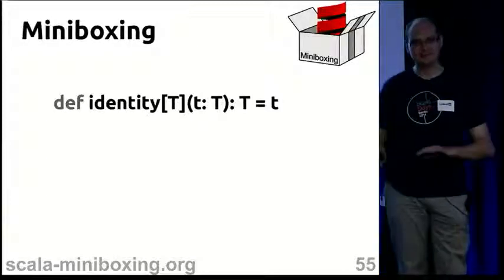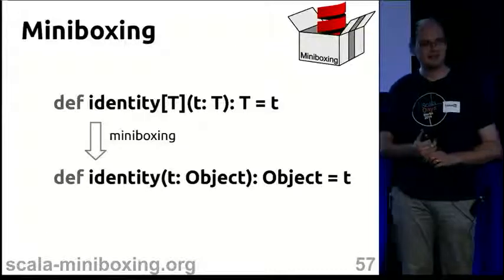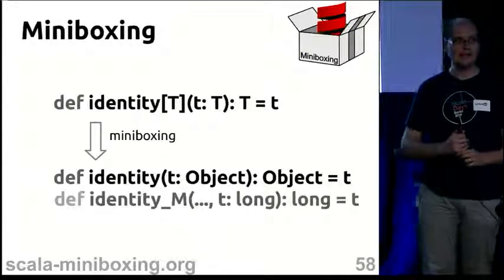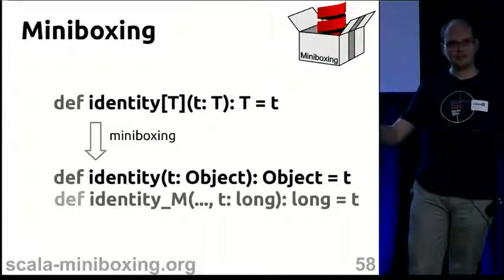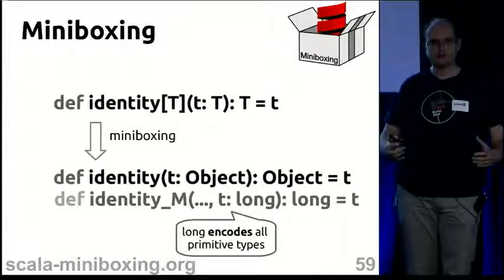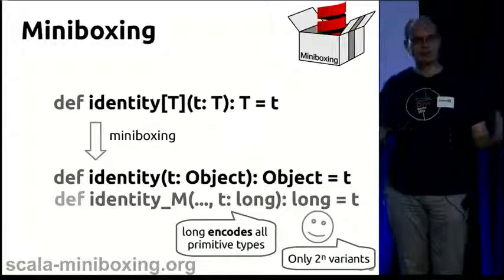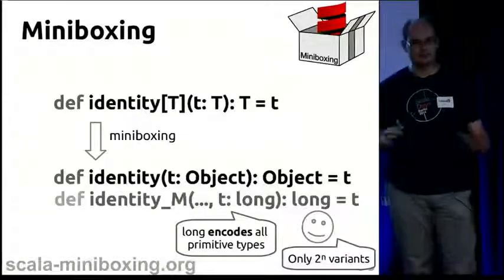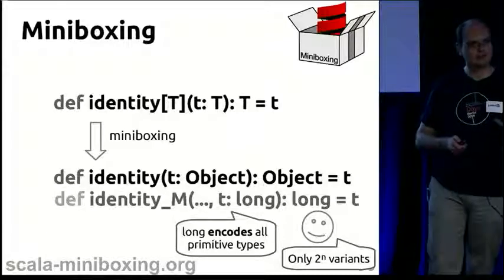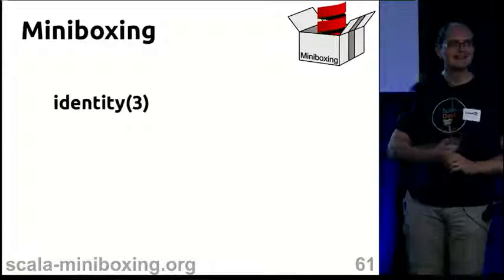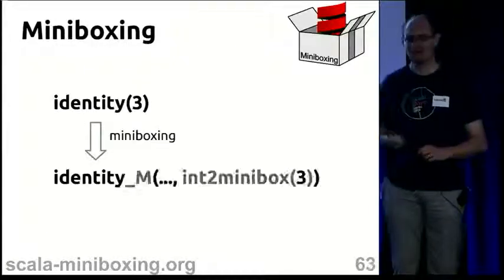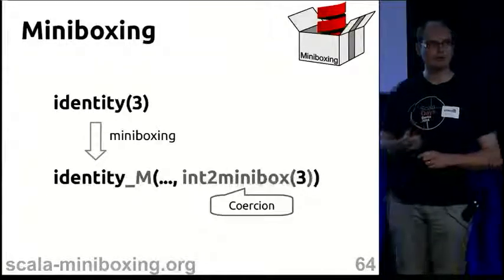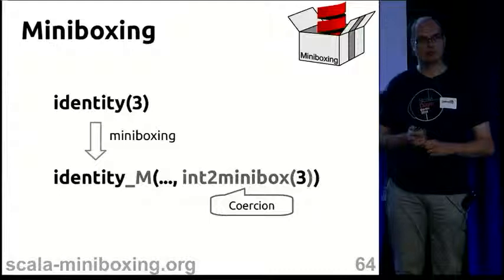Well, miniboxing takes a different approach to specialization. Instead of having 10 versions of the code, you still have one that's erased, that's used for objects. And the other one uses a long and encompasses all the primitive types. So there's no need to actually have 10 versions. And when you have n type parameters, you get 2 to the power of n methods or classes. Well, now in the current version, it's 3 to the power of n, but let's stick to 2 to the power of n because it sounds better. Okay, so identity of 3 with miniboxing, no surprise here, it gets redirected to the version that is miniboxed. And you have a coercion in there, int to minibox.